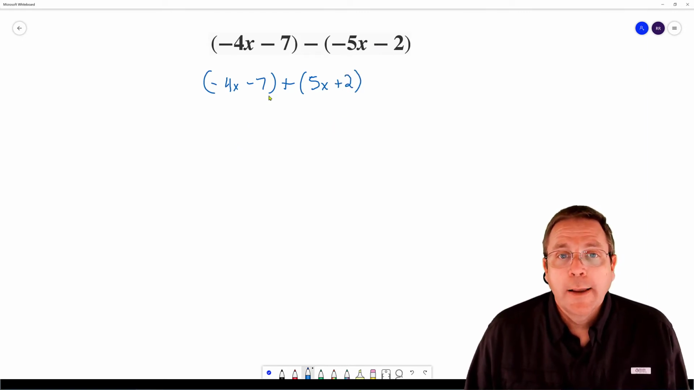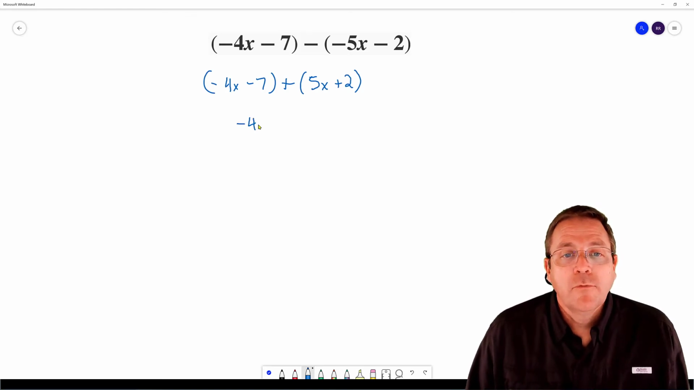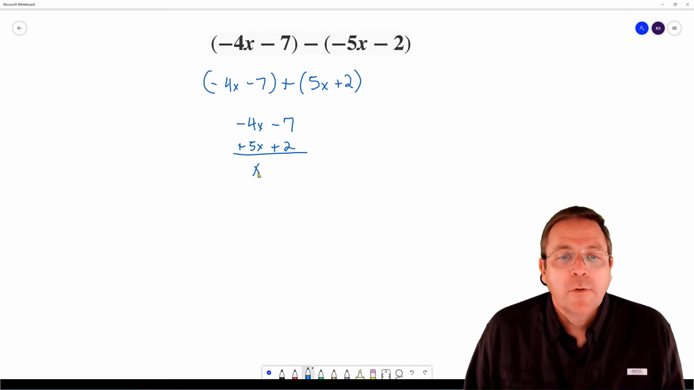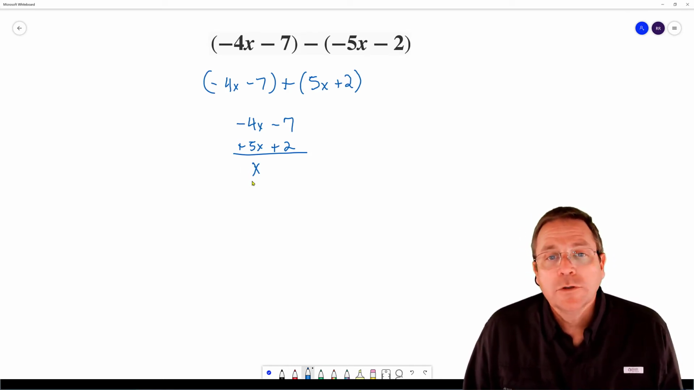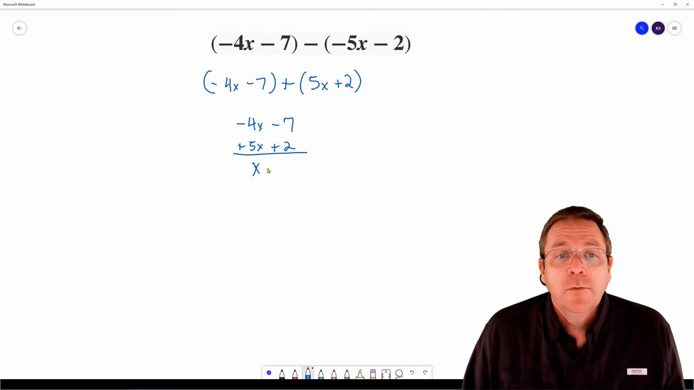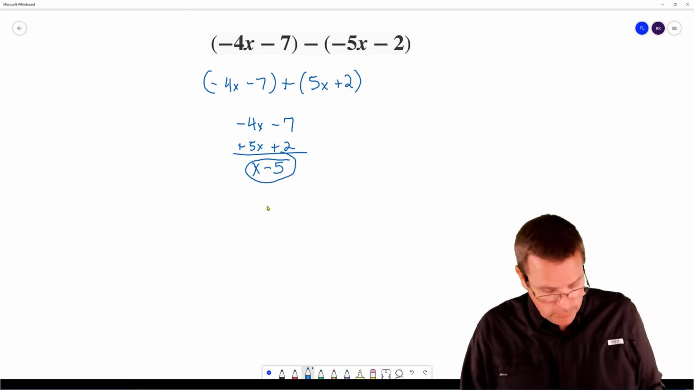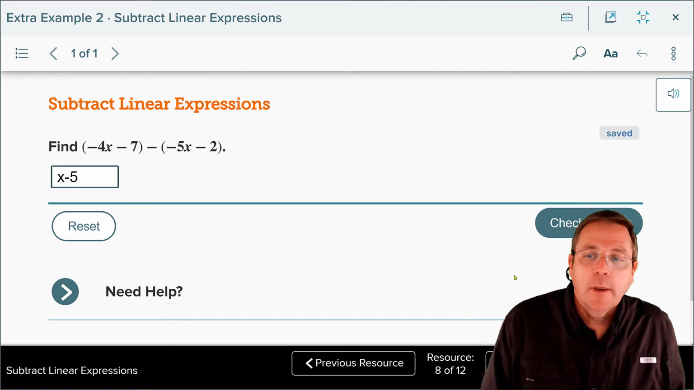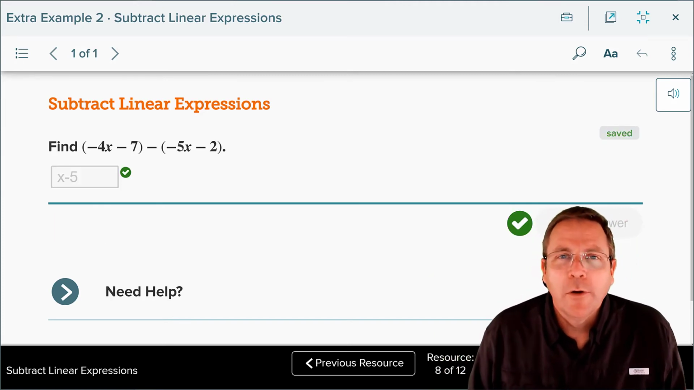From here, we're going to line our like terms. So I'm going to have negative 4x minus 7 plus 5x plus 2. Negative 4x plus 5x, signs are different. Find the difference with the sign in front of the larger number going in front of your answer. That means you can have a positive 1x or just x. Negative 7 plus 2, signs are different. Find the difference with the sign in front of your larger number going in front of your answer. Final answer is going to be x minus 5, and check. And we did well on that one.